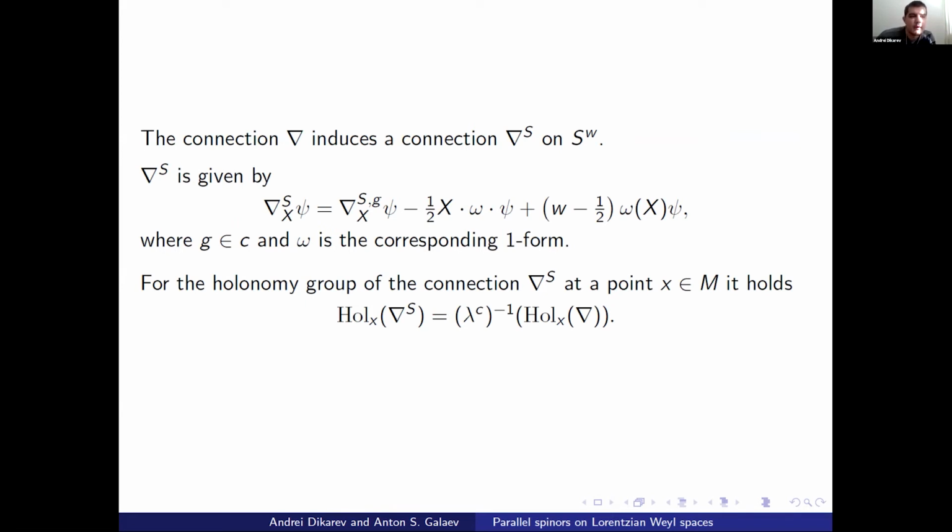Okay, I will continue. The connection nabla induces the connection nabla S on this space S W, and the connection is given by this formula, where g is a metric from the conformal class and omega is the corresponding one-form. And again, as for the pseudo-Riemannian case, we have the relation between the holonomy group of the connection nabla S and the holonomy group of the connection nabla.